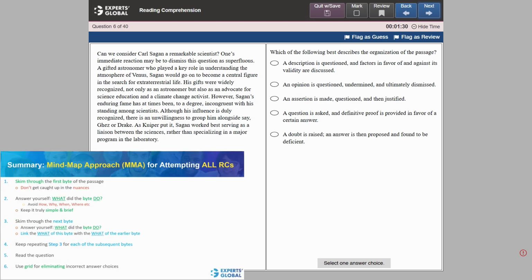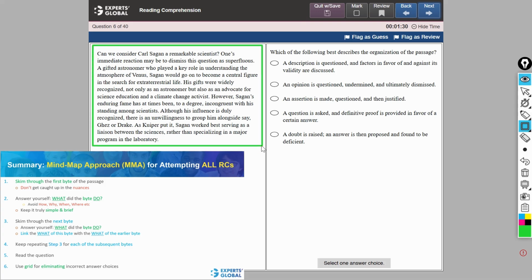Here is our mind map approach for attempting all RCs. Before looking at the question, we must process the passage. Our first byte here can be just the first sentence. What does this byte do? It raises a question whether this scientist can be considered remarkable.